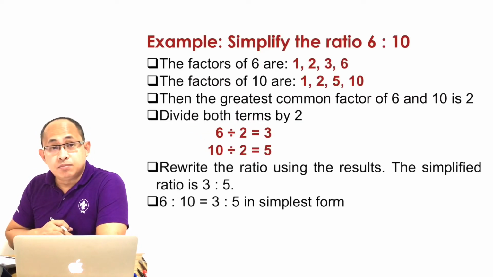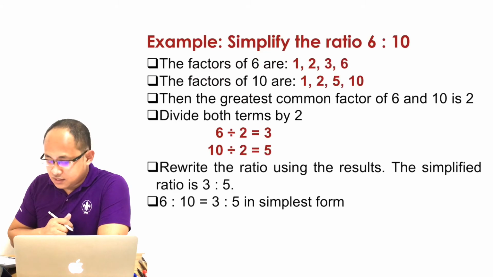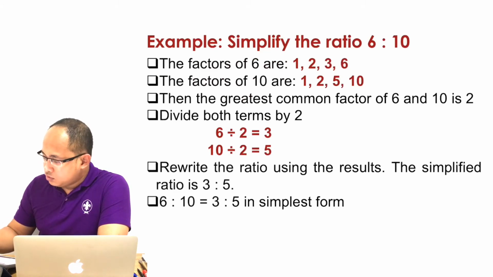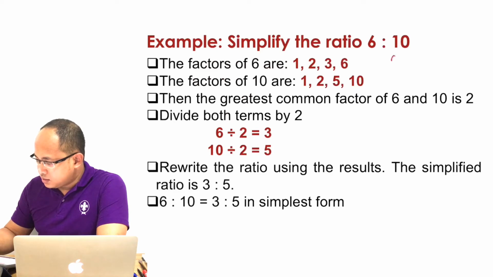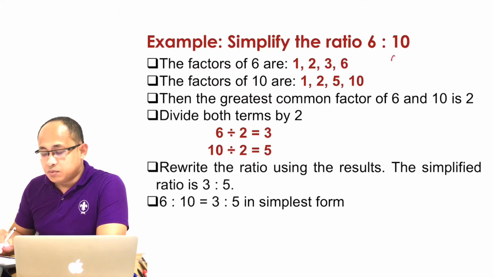Now let's have an example here. Simplify the ratio of 6:10. All right, the first step is we look for the factors of 6. And what are the factors of 6? These are 1, 2, 3, and 6. How do we get it? Because 6 is equal to 1 times 6, which is 6. The other one is 2 times 3, which is 6. That's why it becomes 1, 2, 3, and 6.